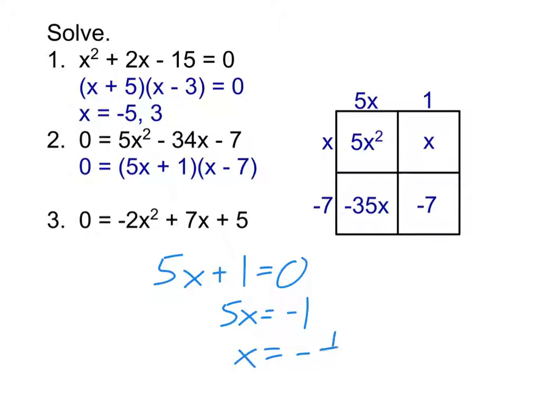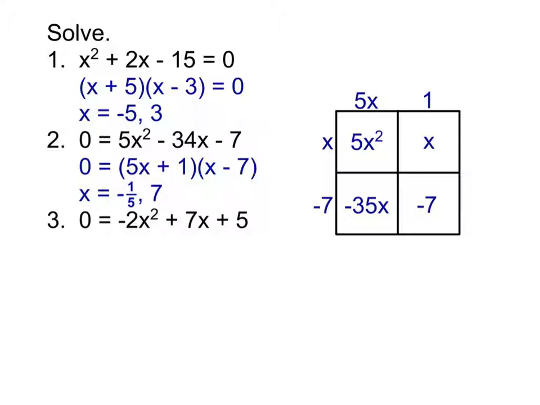x equals -1/5, or -0.2 if you prefer the decimal approach. Either way will work here. And of course the other answer must be 7. So there's our solutions for number 2.